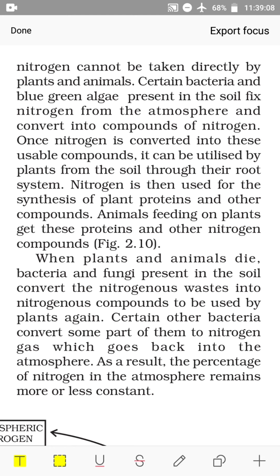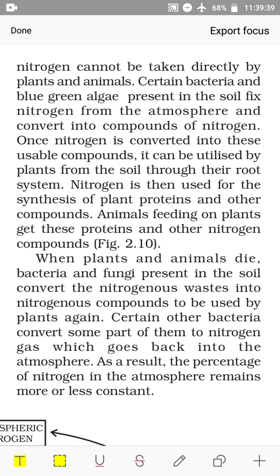Animals feeding on plants get these proteins and other nitrogen compounds. When plants and animals die, bacteria present in the soil convert the nitrogenous wastes into nitrogenous compounds to be used by plants again. Certain other bacteria convert some part of them to nitrogen gas, which goes back into the atmosphere. As a result, the percentage of nitrogen in the atmosphere remains more or less constant.